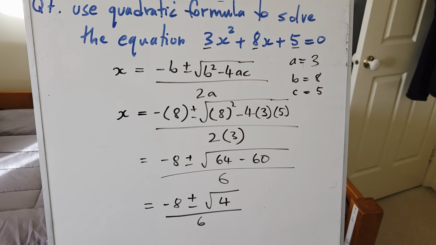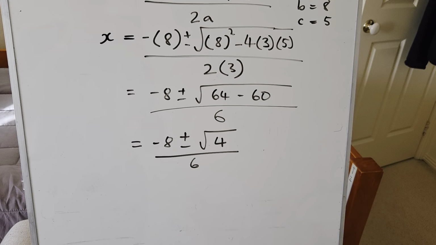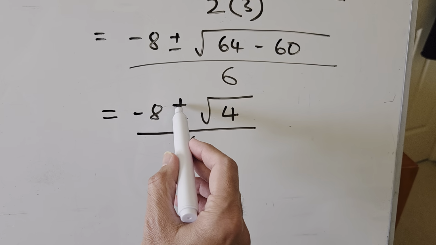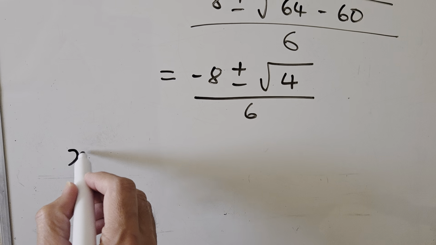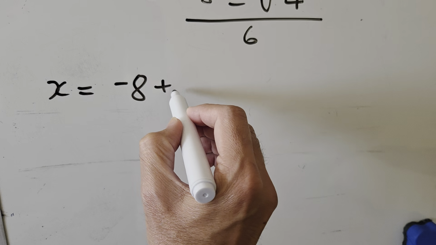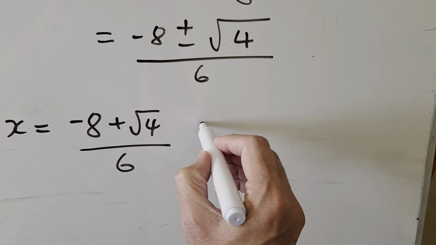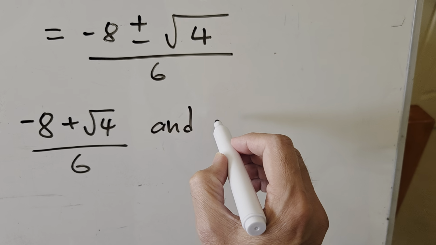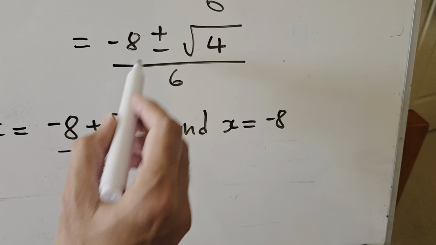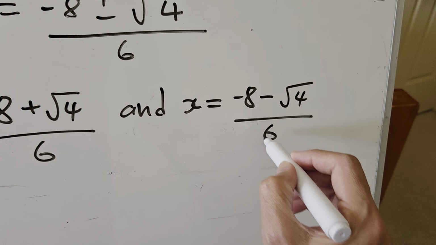Now, when you use the quadratic formula, you always get two answers, x1 and x2. Or you can say x is equal to something and x is equal to something, two values of x. Why two values? Because we have a plus and a minus. So your first x value will be, following the plus sign, negative 8 plus square root of 4 divided by 6. And then your next x value, you could also call it x2, x is equal to negative 8 minus square root of 4 divided by 6. We follow the plus first, now follow the minus.